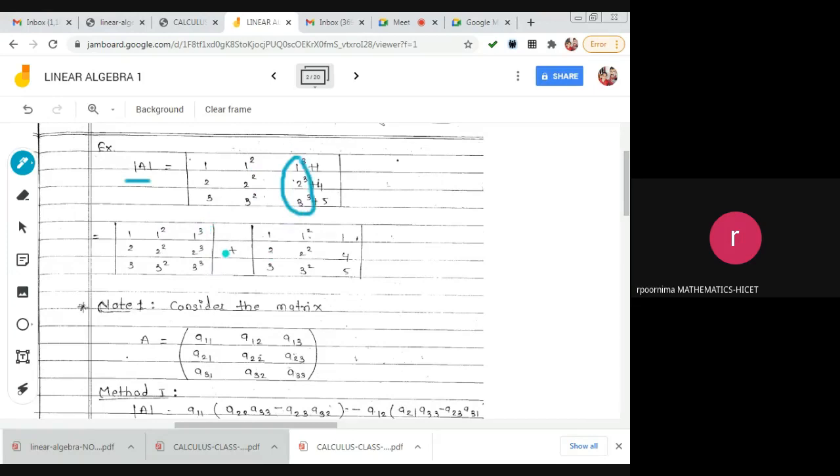For the second determinant, you put the addition. Then 1, 2, 3, the first column. Then 1 square, 2 square, 3 square, the second column. Then the remaining, you consider the terms after the addition, 1, 4, 5.